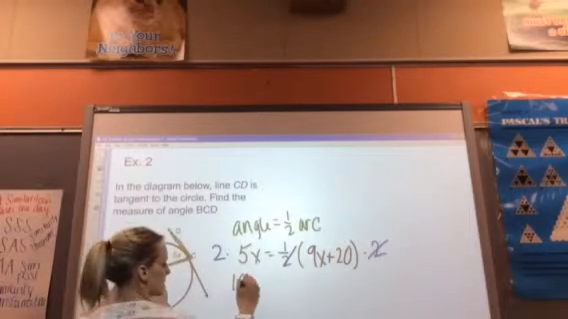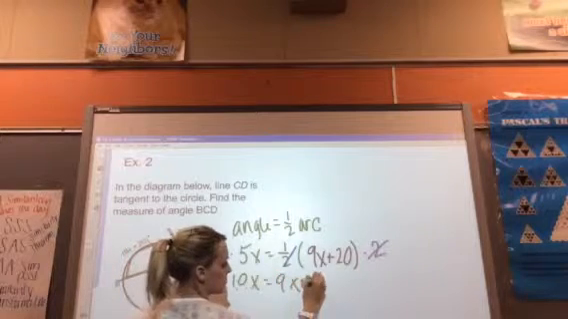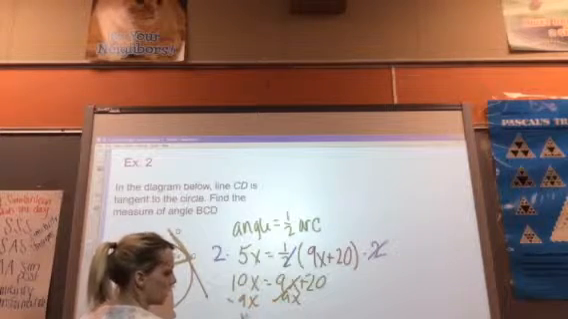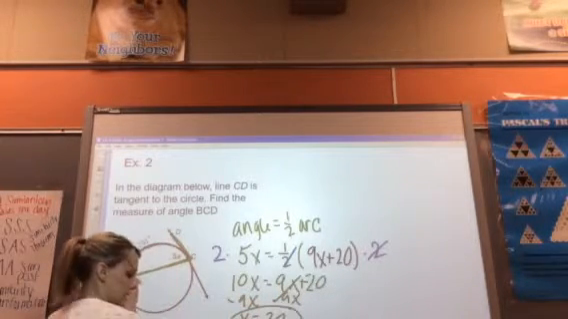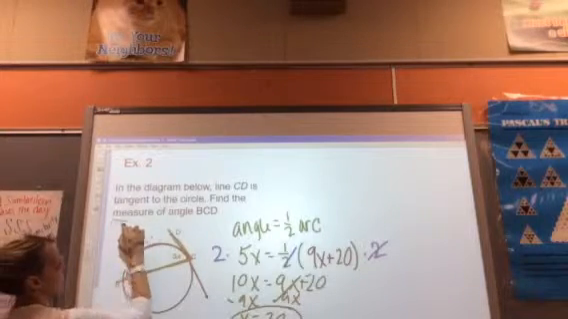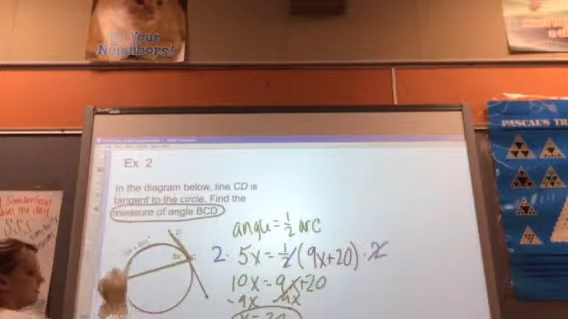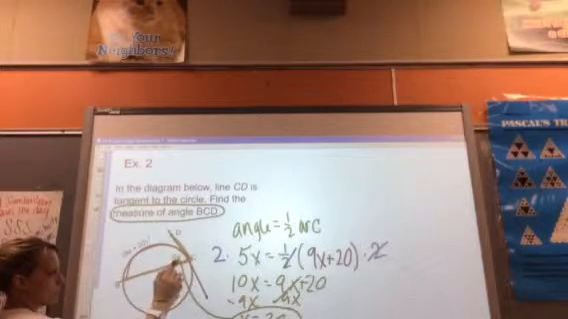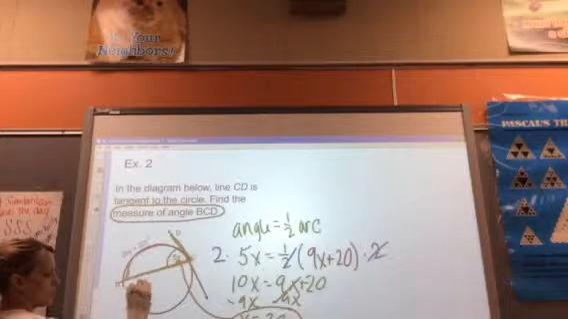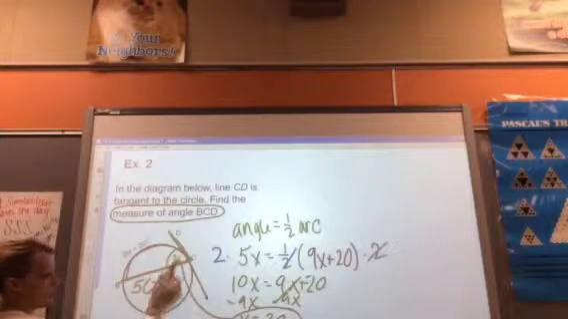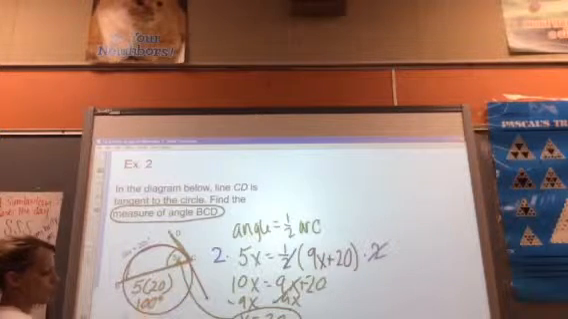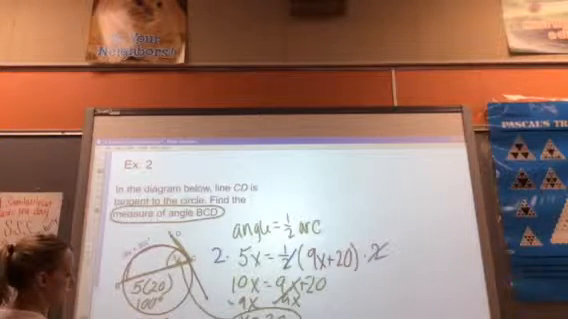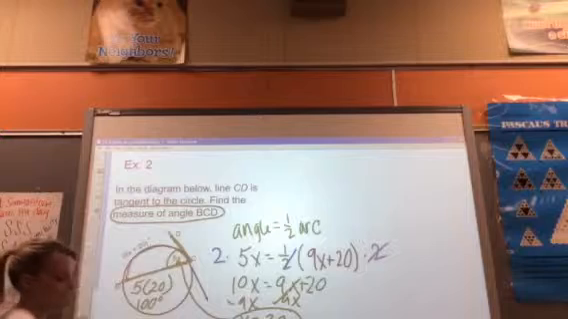And you're left with 10x is equal to 9x plus 20, and using some algebra, you get x is equal to 20. Now you have to recall what the question asked. We want the measure of angle BCD. Well, if we know x is 20, we can plug this measure for x back into your equation here. So you plug 20 in for this x, and you would get 100 degrees. So the measure of angle BCD is equal to 100 degrees.